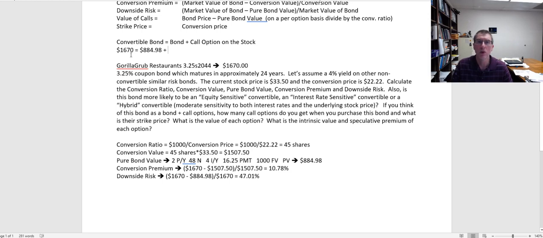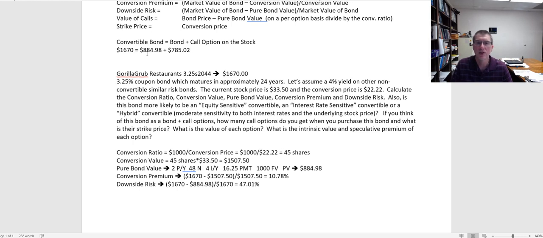Well, we know that the total value is $1,670, and $884.98 of it is based on the value of the bond itself, the present value of the coupon payments and par value. Then what's left over has to be the call option. So we take the $1,670, subtract off the $884.98, and that means the call option for this bond is being valued at $785.02.